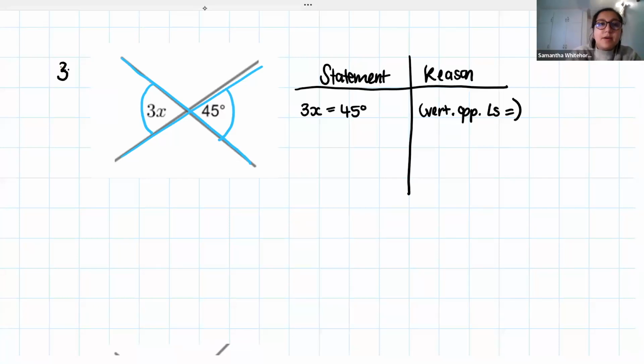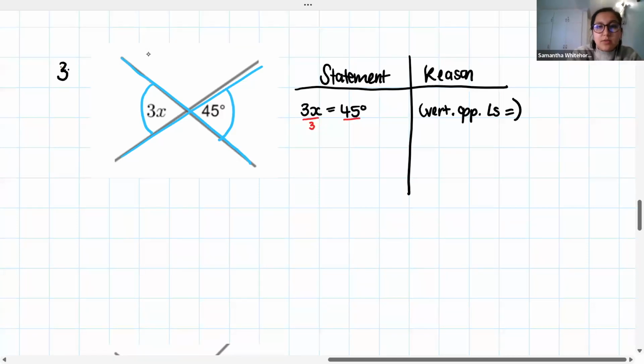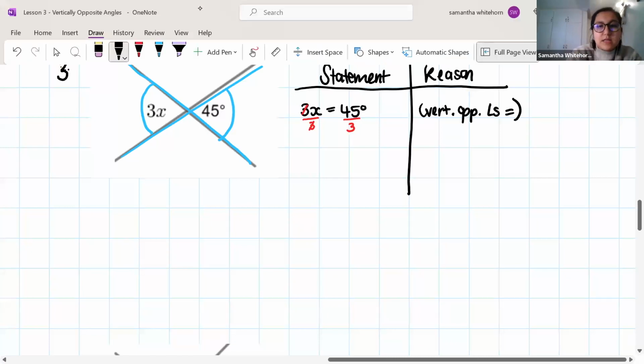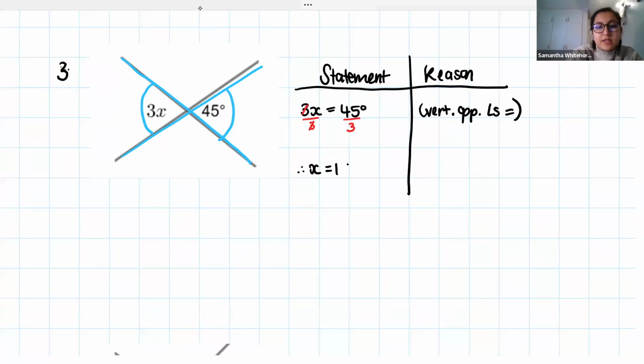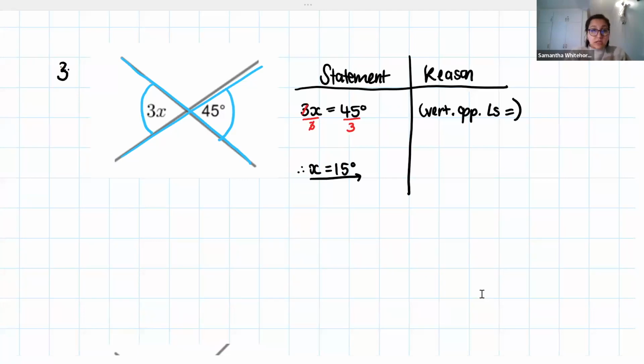Now remember, guys, you're solving for x. So what I now want to do is divide both sides by 3 to get x alone. And so that means my value of x here is 15 degrees. It doesn't matter that I'm starting to add coefficients or more information to my question. It doesn't change how I deal with it. The vertically opposite angles are still equal to each other. I just need to remember to set up my equations properly.